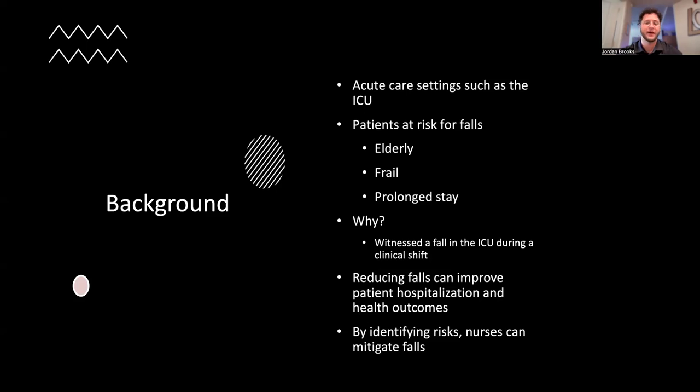Reducing falls can improve patient hospitalization and their health outcomes, and overall just improve the safety and their experience of their stay in the hospital. We can reduce falls by identifying risks and mitigating against them.